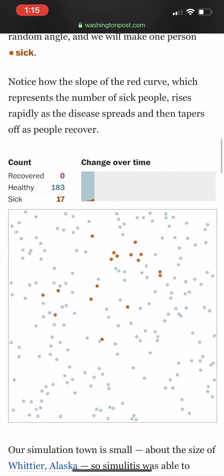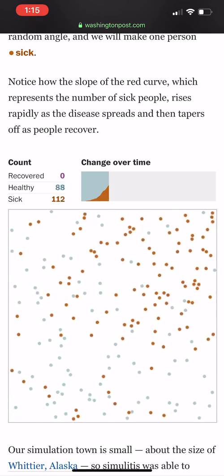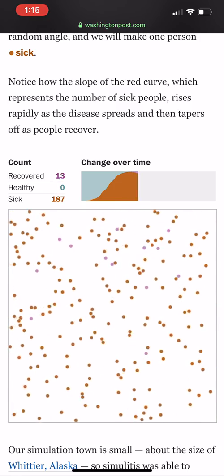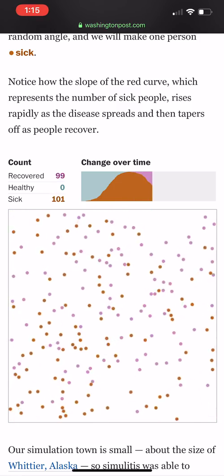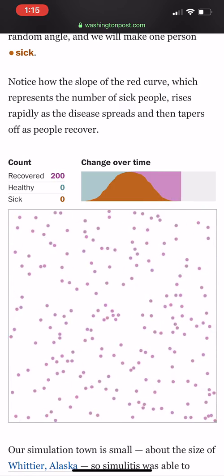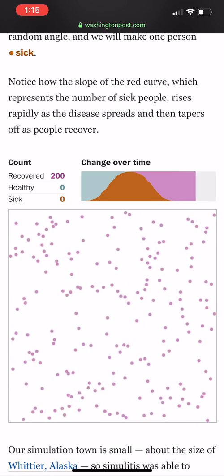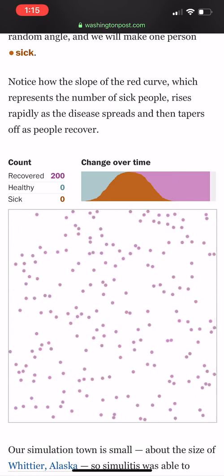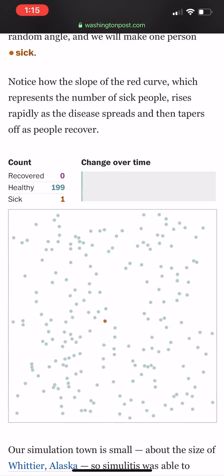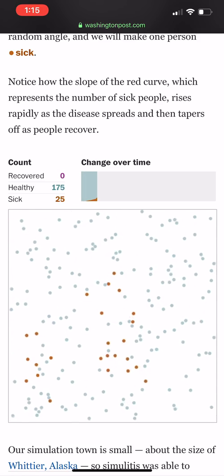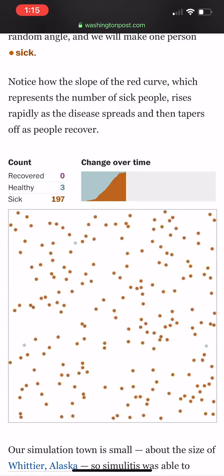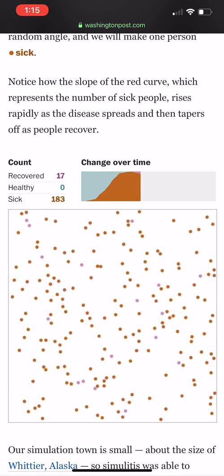So the sick person moved. Now everybody is sick. Nobody is healthy anymore. And then everybody starts to recover, essentially. So if you look at the change over time, you will see that it's a bell curve or a normal distribution because everybody got sick at the same time and then everybody hopefully recovered at the same time. There was the sick person infecting all of the healthy people. Everyone they came into contact with got sick. And then eventually people started to recover.